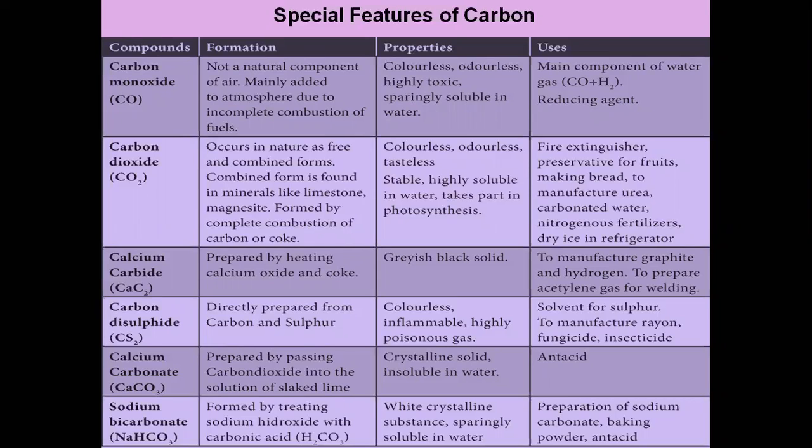Next one is carbon disulfide. So it is directly prepared from carbon and sulfur, and its properties are colorless, inflammable, highly poisonous gas. Okay, so the carbon disulfide is a very poisonous gas. If we smell the carbon disulfide, we are dead. Okay, so it is colorless, inflammable.